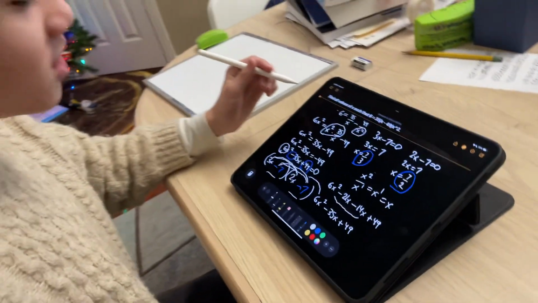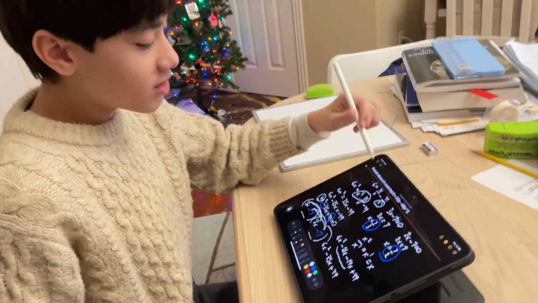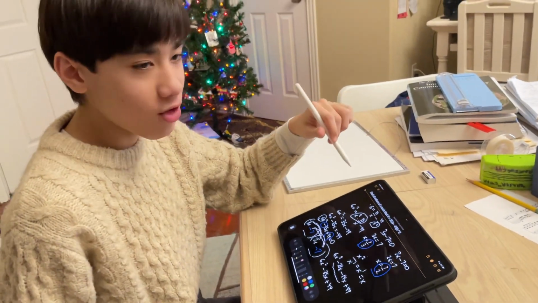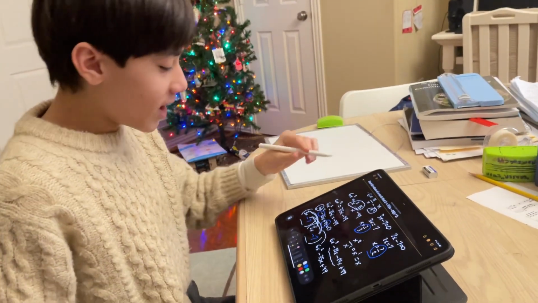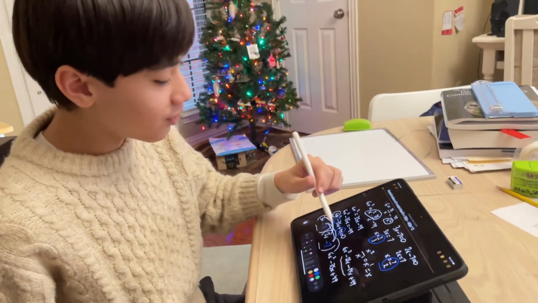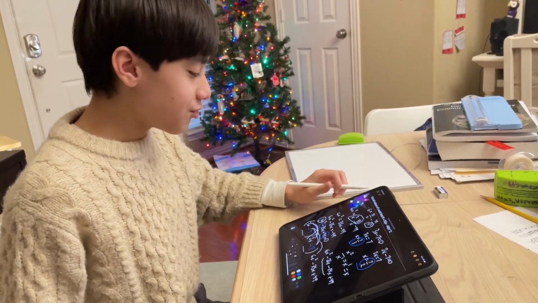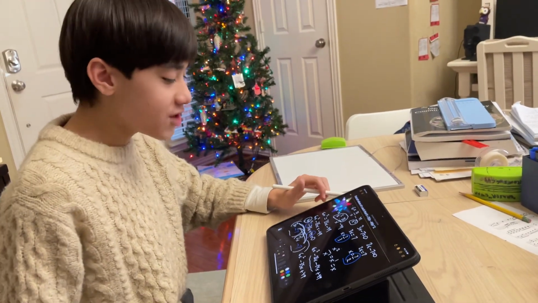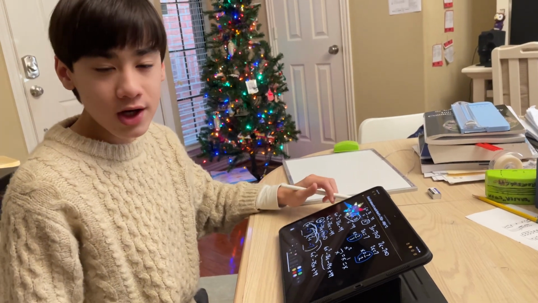We used a manipulation technique to get this equation into a familiar quadratic form, and then we factored it in order to find the roots of this equation. Alright, this was a quadratic equations manipulation and factoring problem from AOPS Algebra 1.